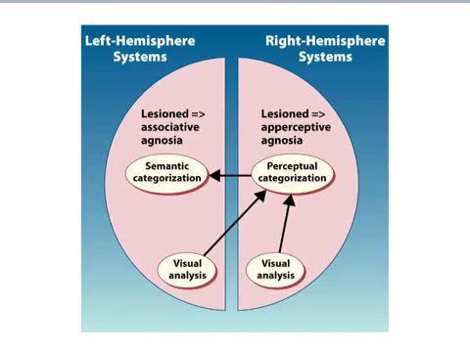So here's a graphic illustration of that. Visual analysis is done at this level, and then over to the right side for perceptual categorization, in other words, what is it? And then to the left side where semantic categorization takes place, in other words, what does it do? What is it for? And so with lesions on the left side, people would be able to identify what it is, but they wouldn't be able to identify what its function was. Whereas people with lesions here simply wouldn't be able to recognize even what it is.